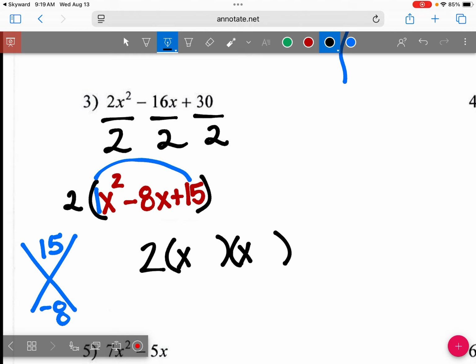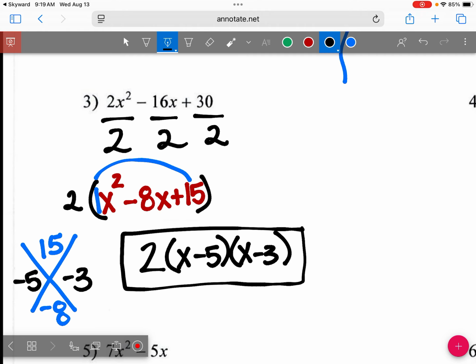Anybody know the numbers? They multiply to 15, add to a negative 8. Nakeem, you got any ideas what numbers you would use? Negative 5 and negative 3. So I'm going to put a -5 and a -3, and that would be my answer. Don't forget the 2, though. That 2 has to stay.